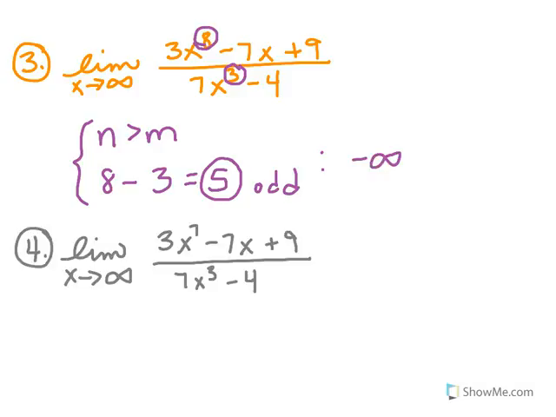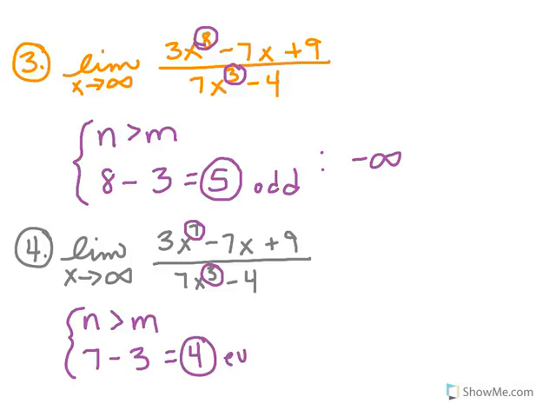So let's take a look at this instead. Now, this is very similar to the problem that we did before, because my numerator exponent, n, is larger than the denominator exponent. So n is still greater than m. However, when I take the difference of those exponents, it gives me an even number. So this is an even function. And as long as this number is even, this limit will always go towards positive infinity.